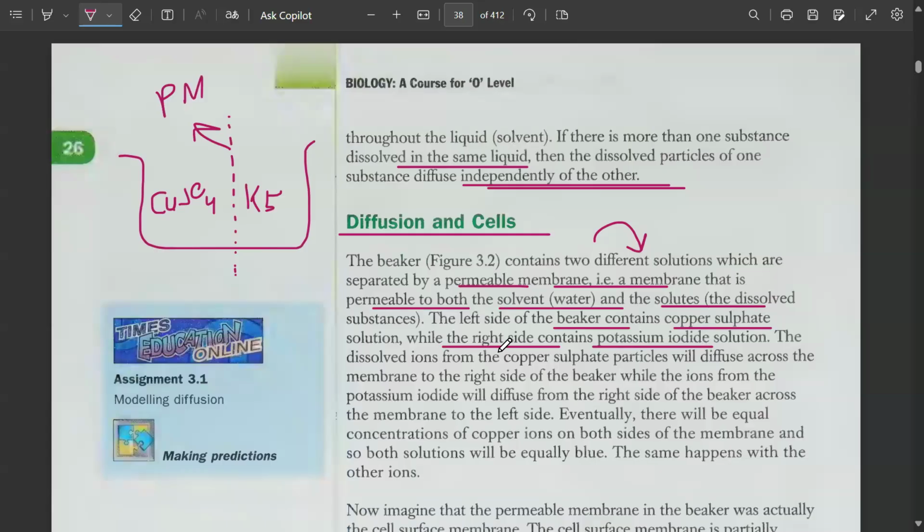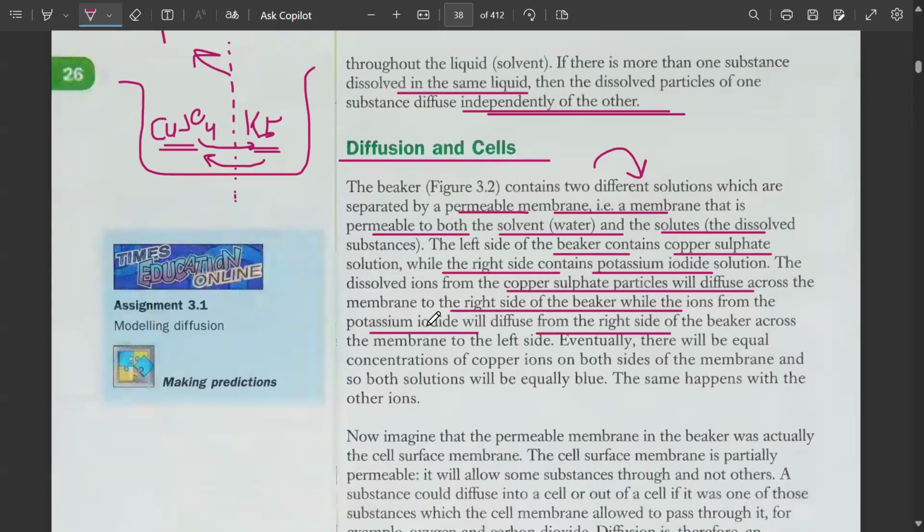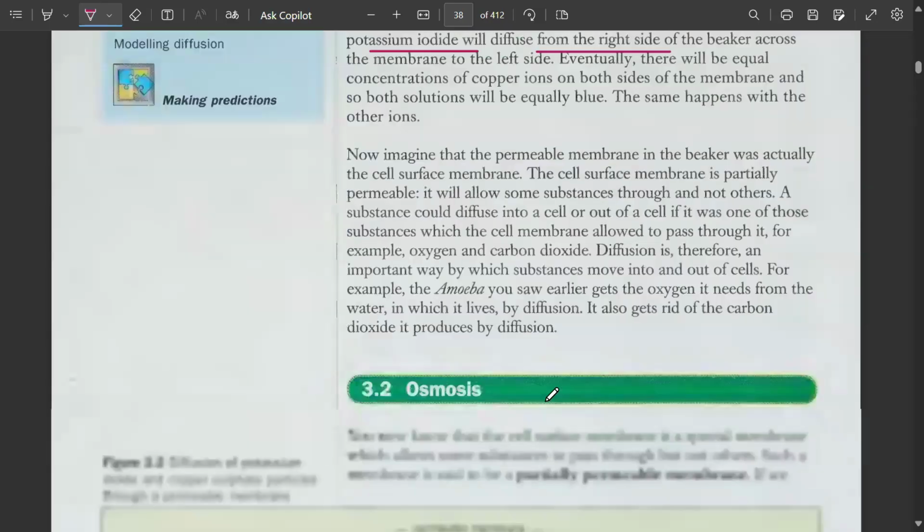Now the dissolved ions from the copper sulfate will diffuse across the membrane to the right side of the beaker, and potassium iodide will diffuse from the right side to the left side. अब होगा क्या कि पोटेशियम आयोडाइड यहाँ पे ज्यादा है तो ये वहां की तरफ मूव करेंगे. कॉपर सल्फेट लेफ्ट पे ज्यादा है तो ये राइट की तरफ मूव करेंगे. तो ऐसा है तो ये इवनली मिक्स हो जाएंगे until the copper ions and the potassium ions are going to have an equal concentration on both of the sides of the membrane.